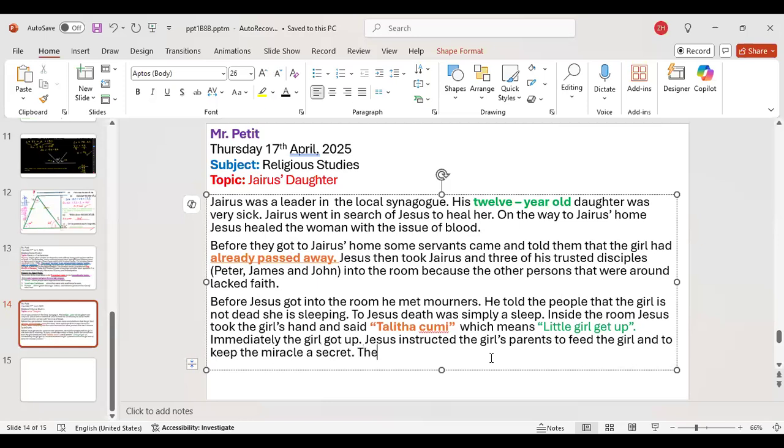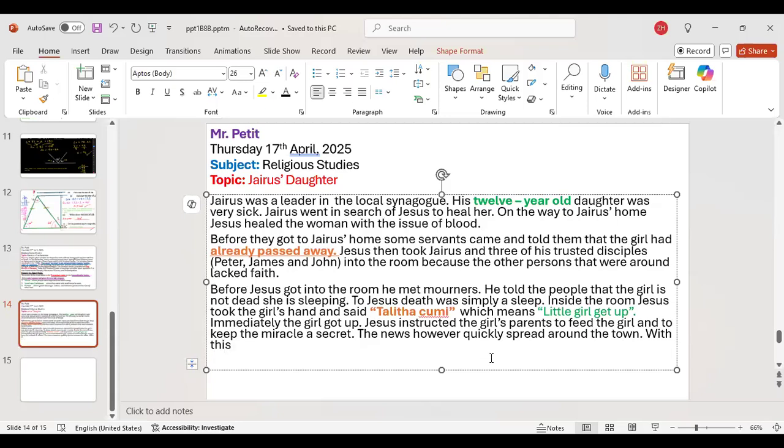The news, however, quickly spread around the town. With this miracle, Jesus showed his power over what? Death.